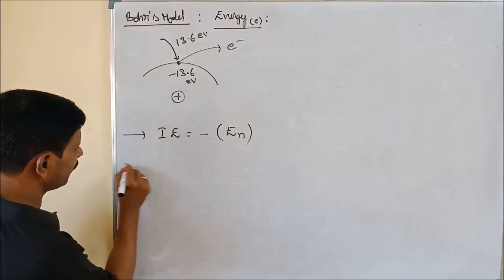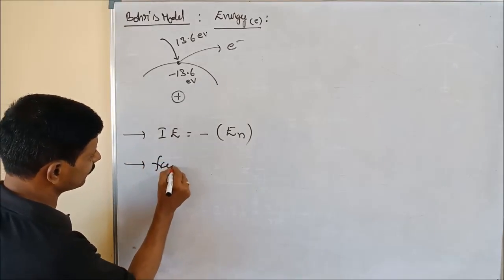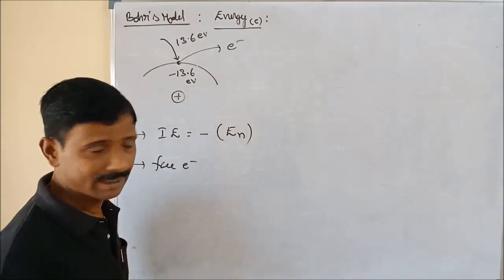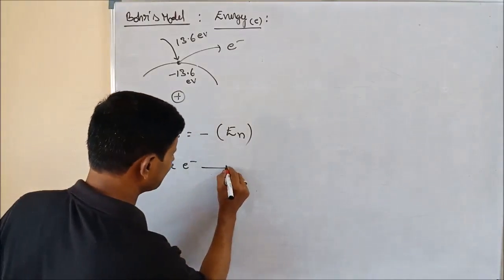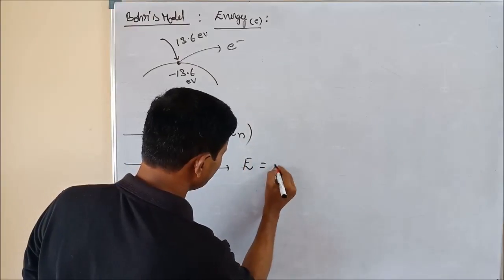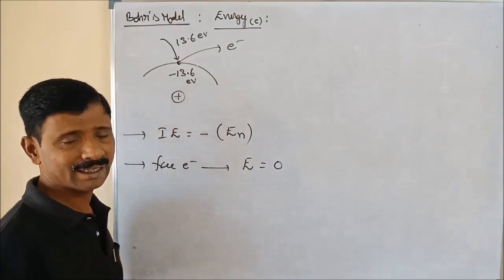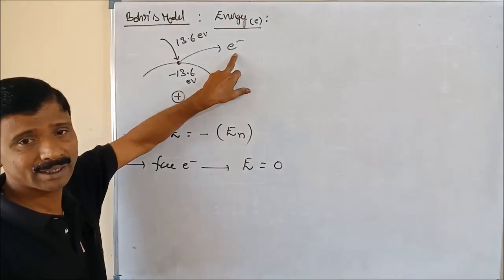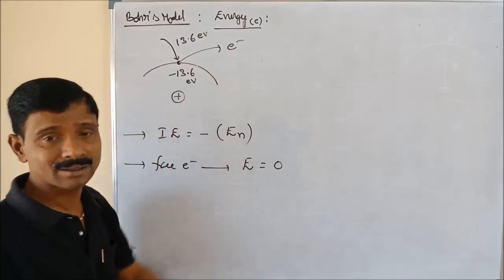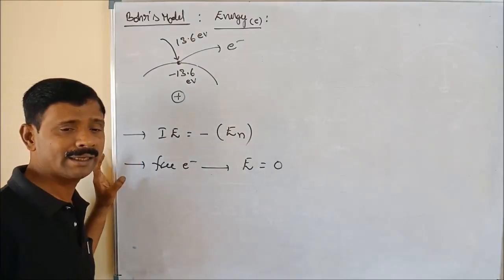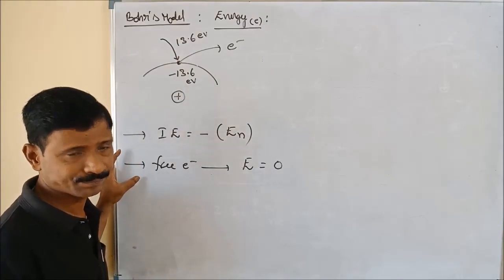And one more, if you observe a free electron, that means it is out of the atom. In the case of a free electron, its energy will be equal to 0. This is what we call free electron, its energy becomes 0. So this is another point related to that energy.